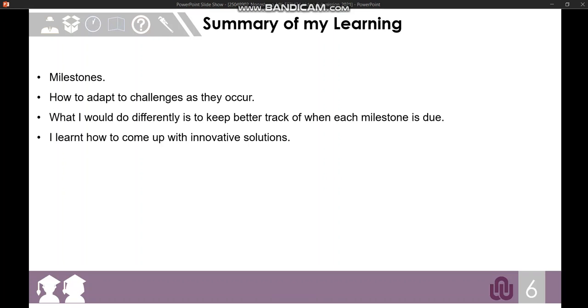I also learned how to better keep track of when each milestone is due by setting up a calendar and marking down when every milestone is due. During this project, I also learned how to come up with more innovative solutions, like how by using the standard software, I learned that when one solution doesn't work, I should try another one in order to get the project completed.